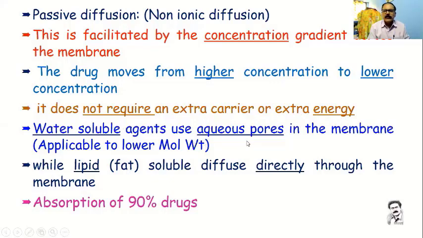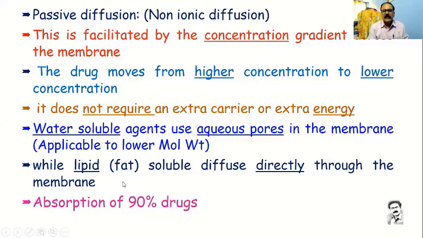Water soluble agents use aquaporins. When it is a water soluble compound, they will use aquaporins, where the water can flow. Those pores can be used for transportation in the membrane. And this is applicable only when molecular weight is very low. Whereas for lipid or fat soluble diffusion, it is directly through the membrane, because fat and the membrane are friends. Thief and police, they are friends, so they will allow you to go. If you go and stand, they will not allow. If it is a thief, the police knows the thief. So similarly, what happens here, the protein automatically will identify and allow it to go.